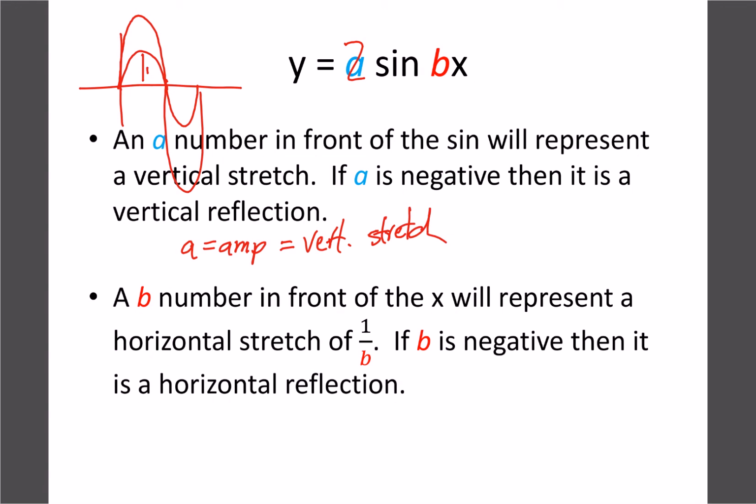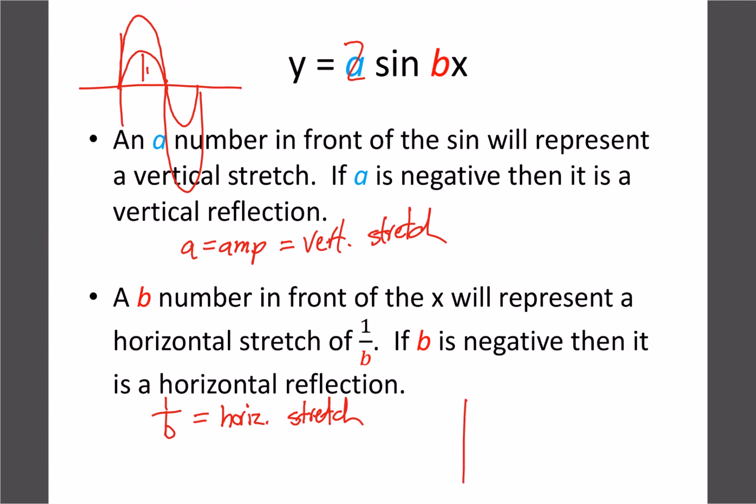The b number now is, remember b is our horizontal, so we'd have 1 over b. Remember from our first unit we always got to do the flip, so 1 over b would be our horizontal stretch. And it doesn't give us the period, but it is related to the period.